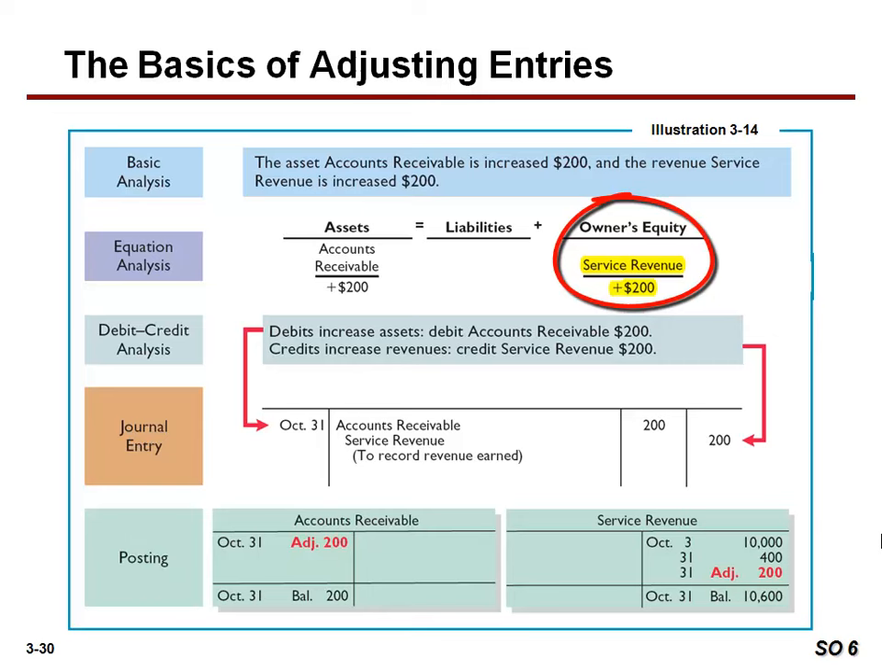Formal journal entry, debit receivables, $200, credit service revenue at the end of October to record this accrued revenue. The bottom indicates simply the posting of that journal entry into the ledger as of October 31st.